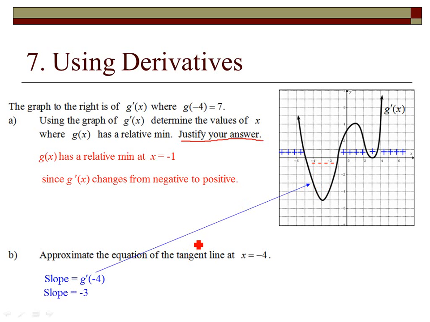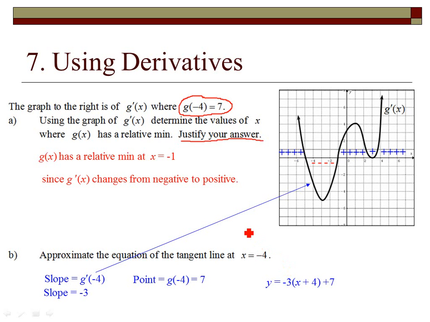Now I need to get a point. Well, they gave us the point up here in the very beginning of the problem. They call it the stem of the problem. So there's my point. Then I'm just going to put it into my point slope form. So I get -3 times x plus 4 plus 7. And again, you can write this in a variety of different ways.